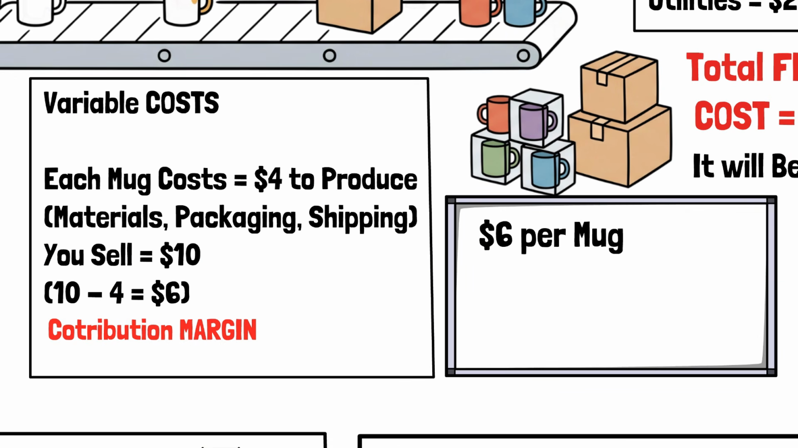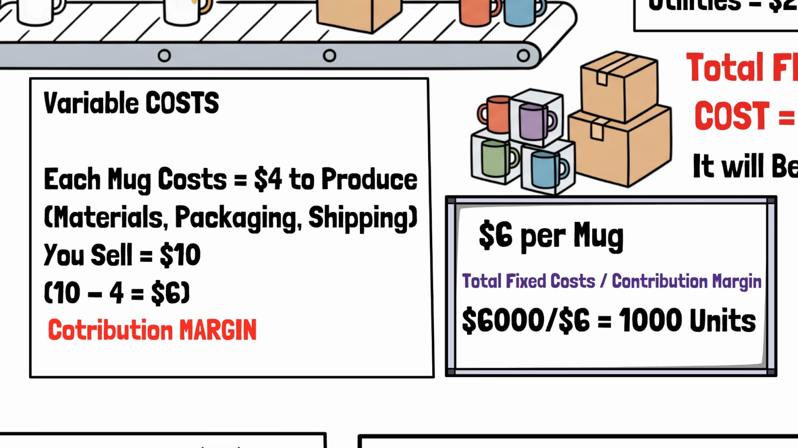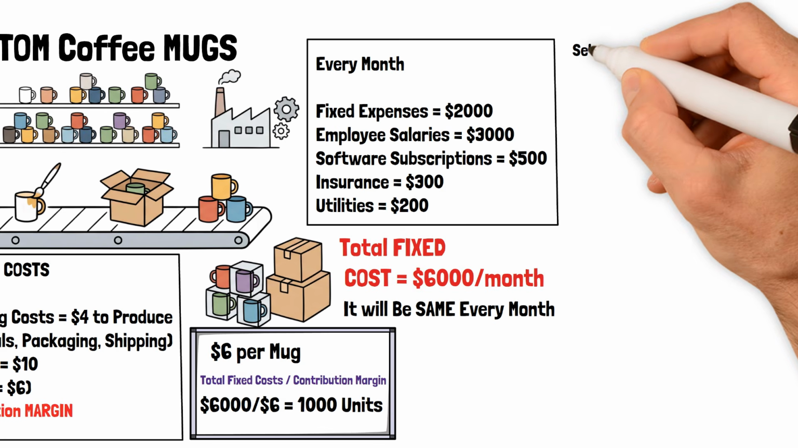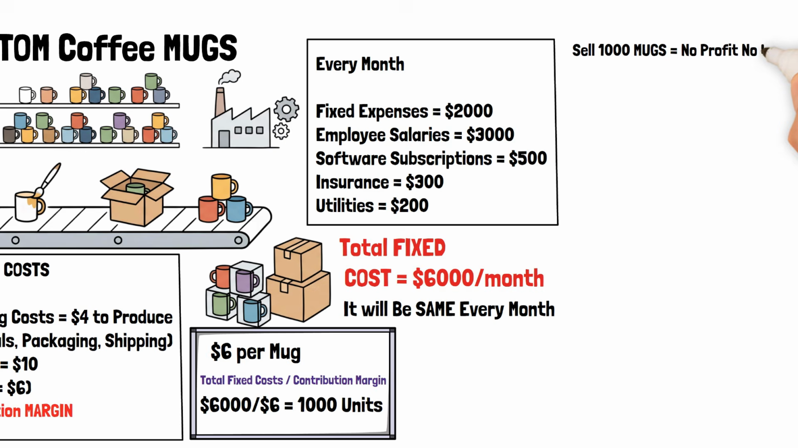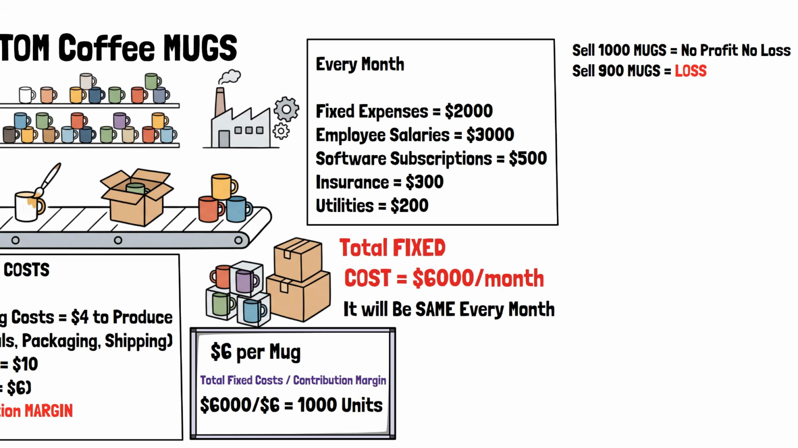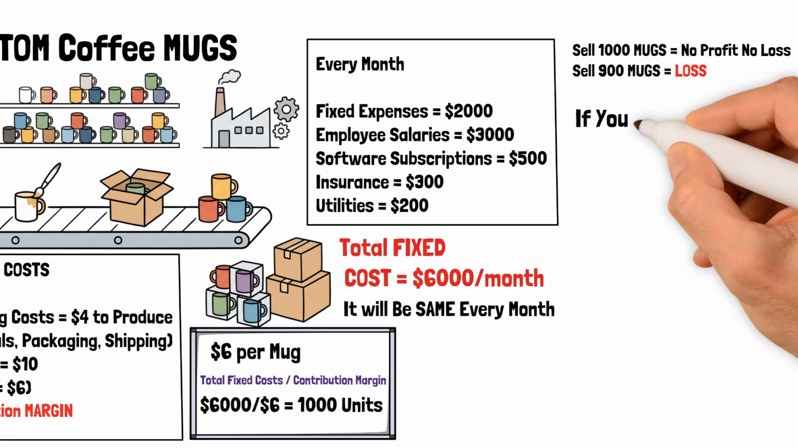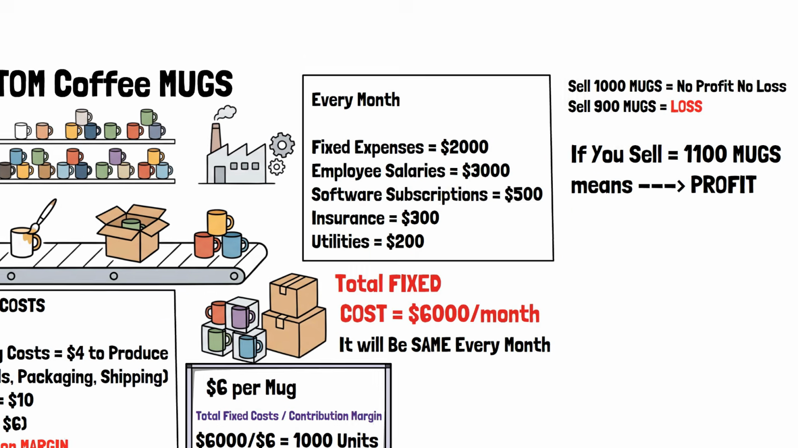Now divide your total fixed costs by the contribution margin. 6,000 divided by 6 equals 1,000 units. This means you must sell 1,000 mugs every month just to break even. If you sell 900 mugs, you lose money. If you sell 1,000 mugs, you break even. If you sell 1,100 mugs, you begin making a profit.